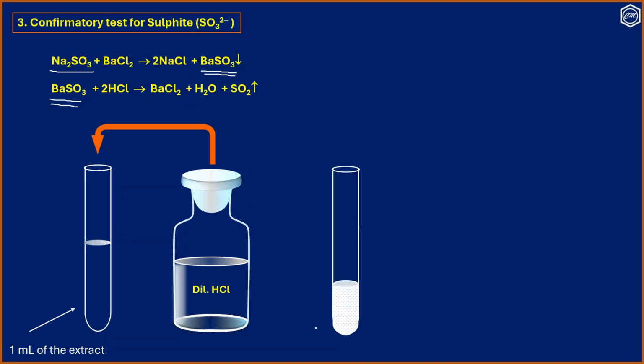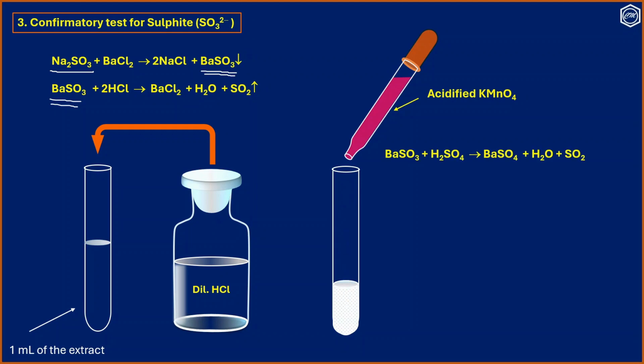To the precipitate transferred to the test tube in the previous test, add a few drops of potassium permanganate acidified with dilute sulfuric acid using a dropper. The permanganate solution gets decolorized. So the drop becomes colorless. Permanganate oxidizes sulfite to sulfate and is itself reduced to MnSO4, which is colorless.